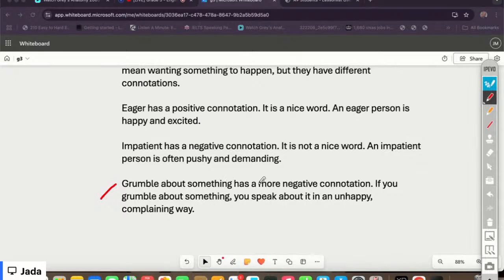So we have grumble, which has a more negative connotation. If you grumble about something, you speak about it in an unhappy way. So if you're grumbling, it's a negative connotation because you're speaking about it in a very unhappy way. That means you are not happy about something. Okay, so let's move on here to the test.